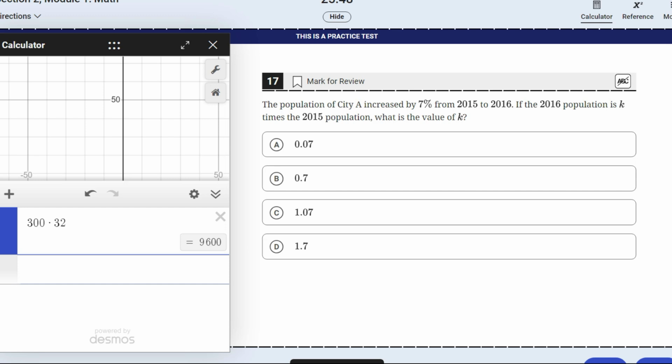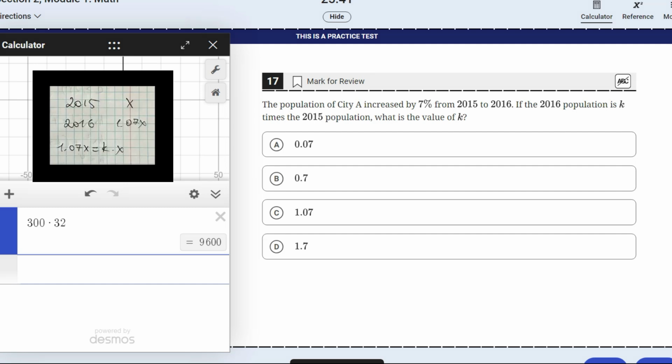For this one, I'll have to write down some numbers. I'll start off with the unknown value in 2015. That would be x. And then the value increases by 7%. So now it's 107%. And that we can write as 1.07x. And then I'll write the equation that corresponds with the question. So the value of k would be 1.07.